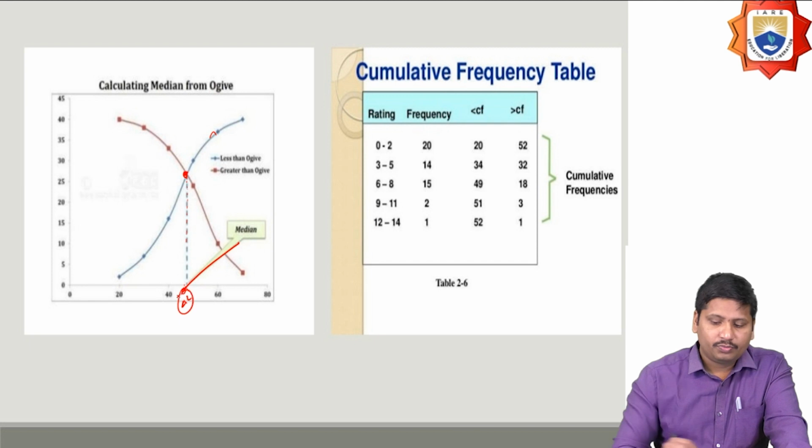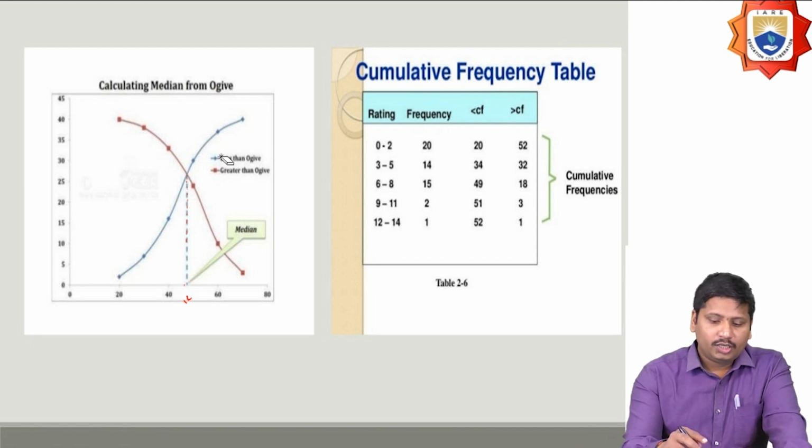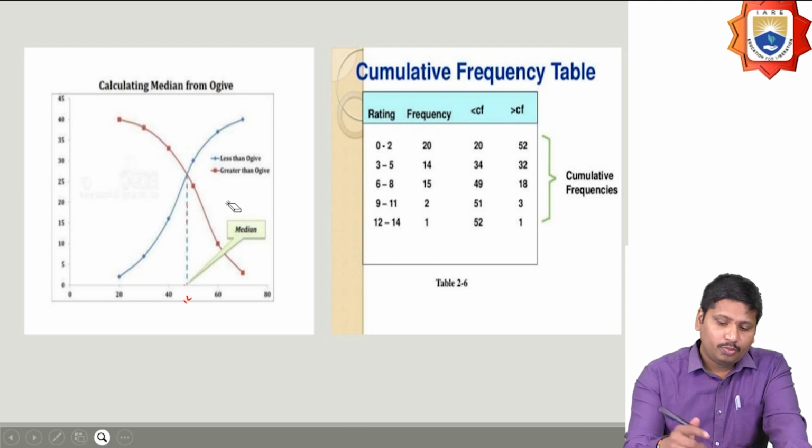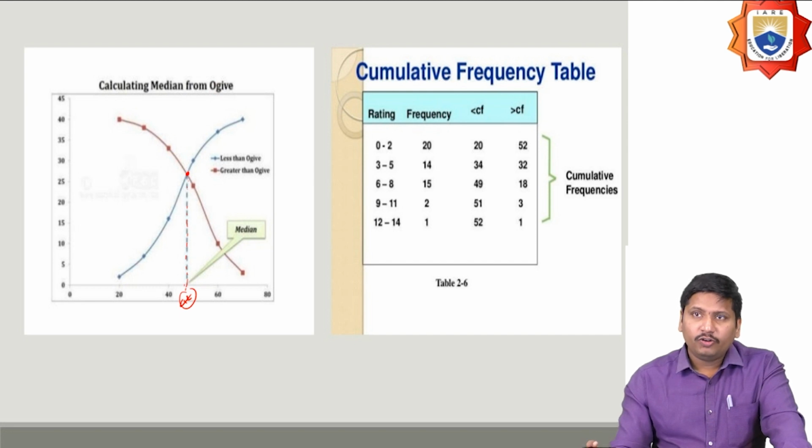Let it be 42. Okay. So once you consider the less than ogive and the greater than ogive, the point of intersection of the two ogives, which is going to be shown, should be treated as the median of the distribution. So how is this cumulative frequency going to be calculated?